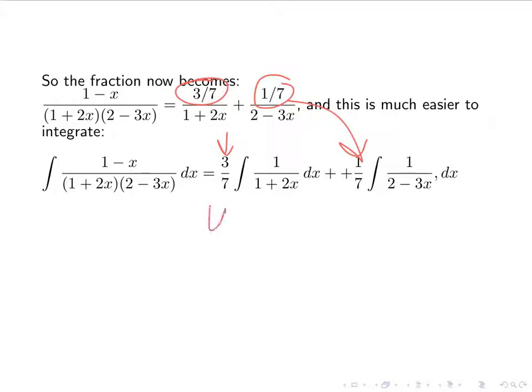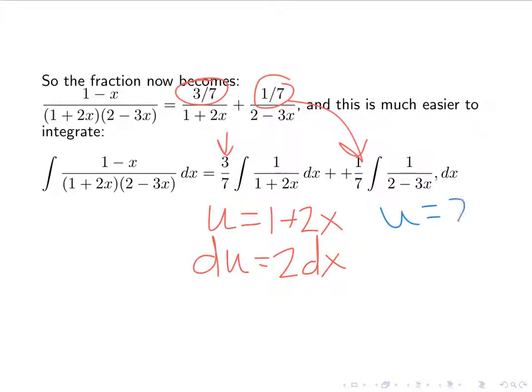So for my first one, u is 1 plus 2x. So du is 2 dx. And I'm going to have a 1 over u, so I'll have a natural log. And in my second one, I'll use a different color, u is 2 minus 3x. So du is negative 3 dx. So again, I'm going to have a natural log problem. I'll end up with 1 over u.